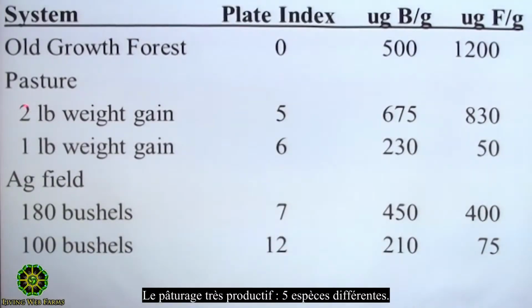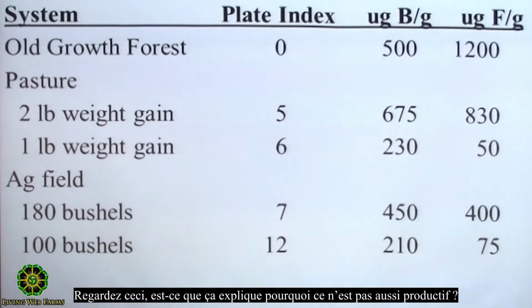So, the highly productive pasture. 5 different species. One not as productive? Well, yeah, because we got a few more diseases in here. Take a look at that. Does that explain why this is not productive? Because look at the disease. Look at the problem organisms we've got in there.